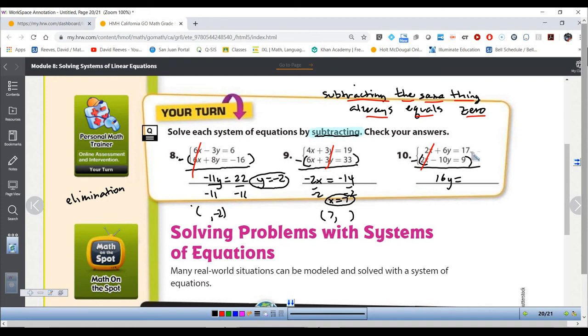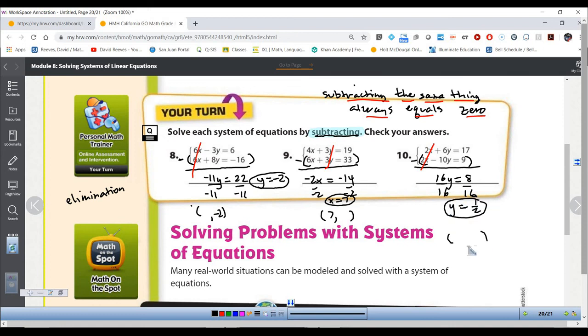16y equals, this one is 17 minus 9. 17 minus 9 is 8. Now be careful on this one. A lot of times when students are doing this problem, they're going to tell me that my answer is 2. But it's not 16 divided by 8. It's 8 divided by 16. So what do I get? I get y is equal to 1/2.